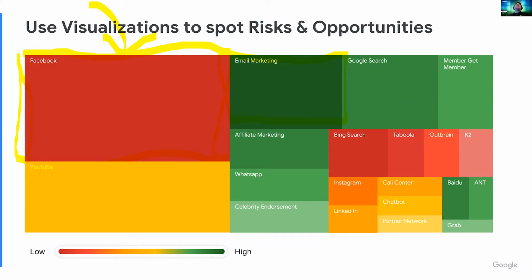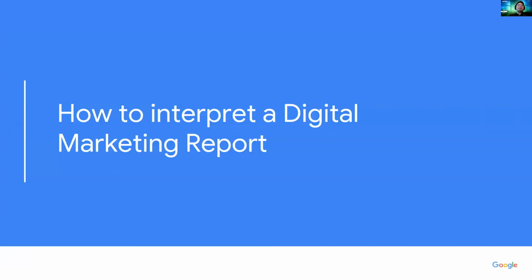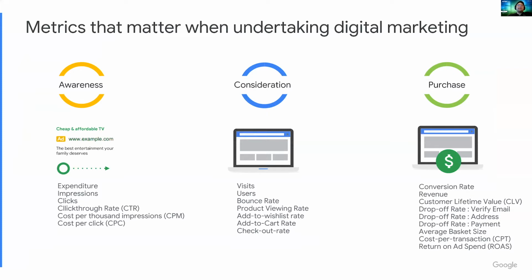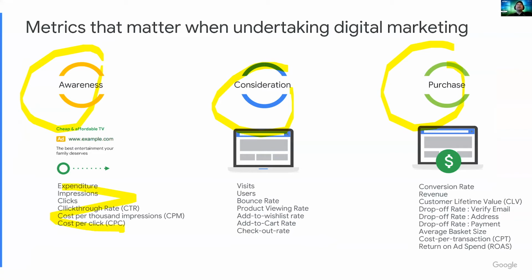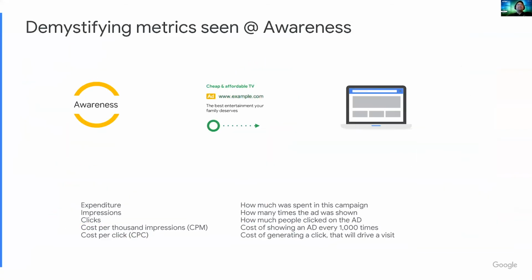So what types of data do you usually get? Let me just explain very quickly. Across the journey, awareness, consideration, and purchase, there's a whole bunch of metrics that matter. Let me just zoom in on awareness. Awareness is basically the point when they first realize that your brand is around. And fundamentally, the things that matter are related to expenditure, which refers to how much you actually spent.